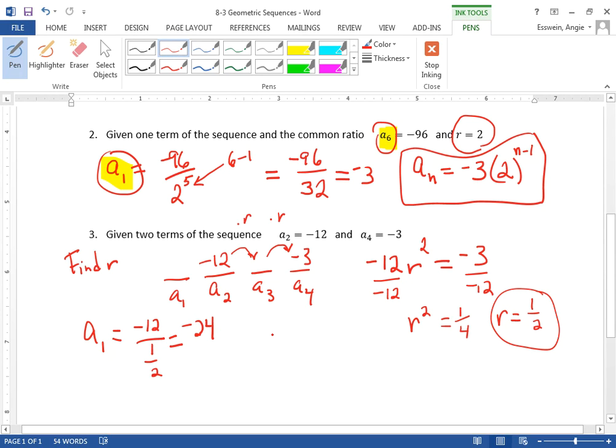So now we're ready to write our formula. We have a sub n, the nth term, equals the first term, negative 24, times 1/2, the common ratio, raised to the n minus 1 power. So that is that.